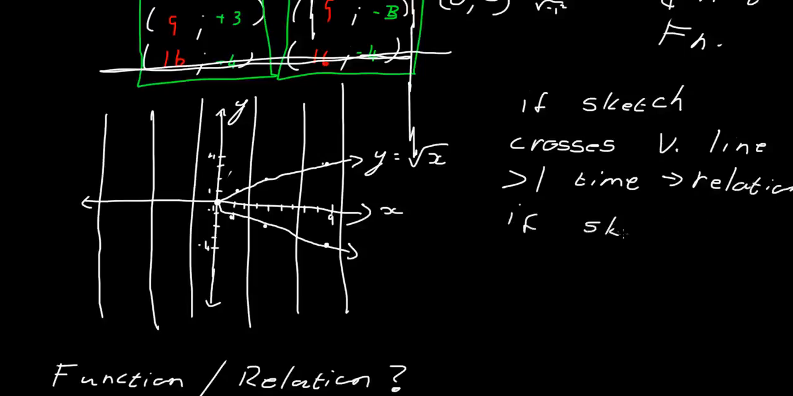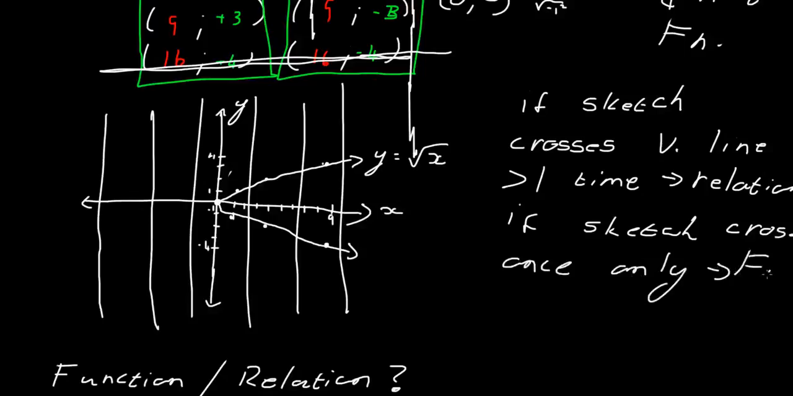If a sketch crosses a vertical line once only, it is a function. Of all the vertical lines you draw, it only has to cross once. If it crosses any vertical line more than once, it's a relation and not a function. So you can see here with the graph, it crosses the vertical line twice over there, twice over there, and twice over there. So it's definitely a relation and not a function. Okay.